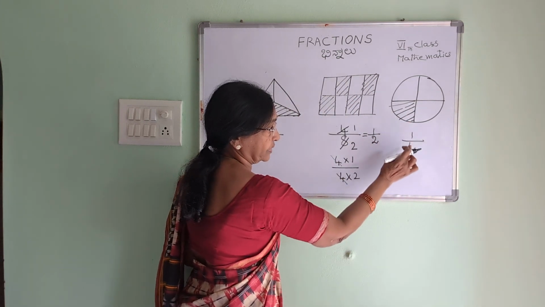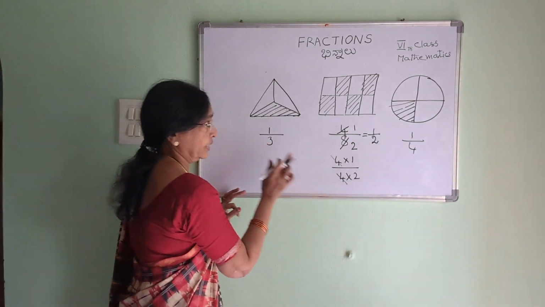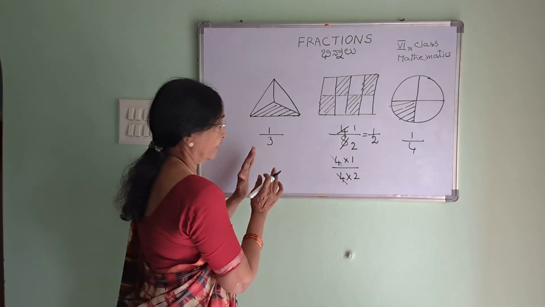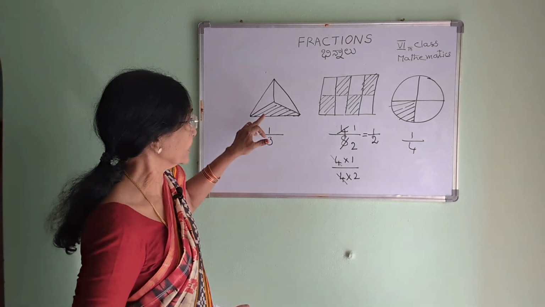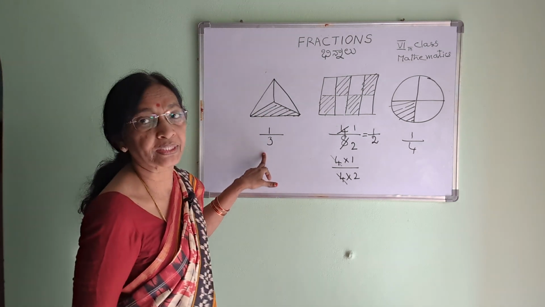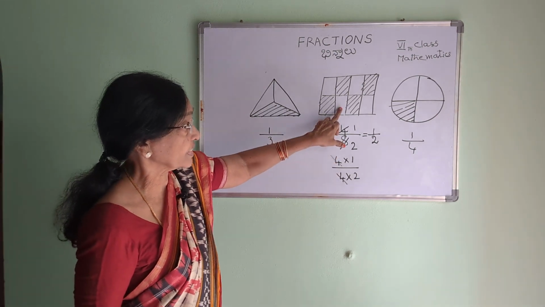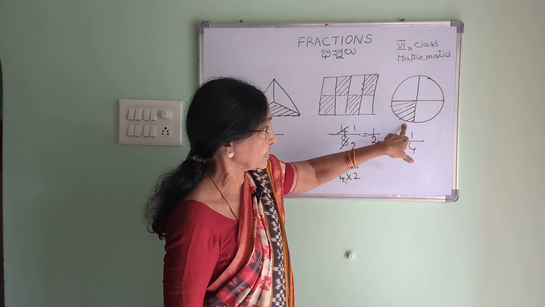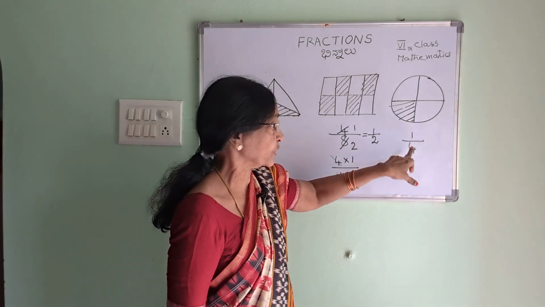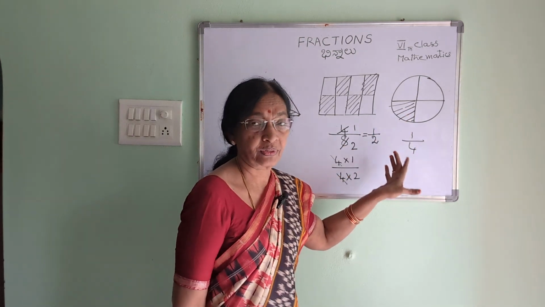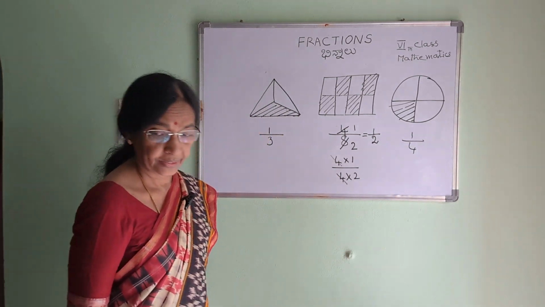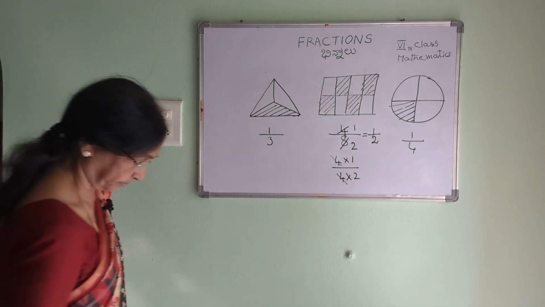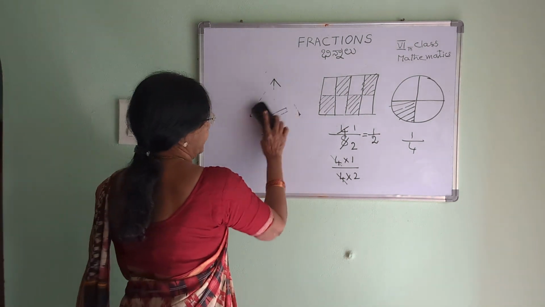The shaded portion in this figure is 1/4. And the shaded part in this figure is 1/3. So the fraction representing the shaded part is 1 by 3. The fraction representing the shaded part here is 1 by 2, half. The fraction representing the shaded portion in this figure is 1/4 or 1 by 4. Thus, we can take any number of examples. Another example.